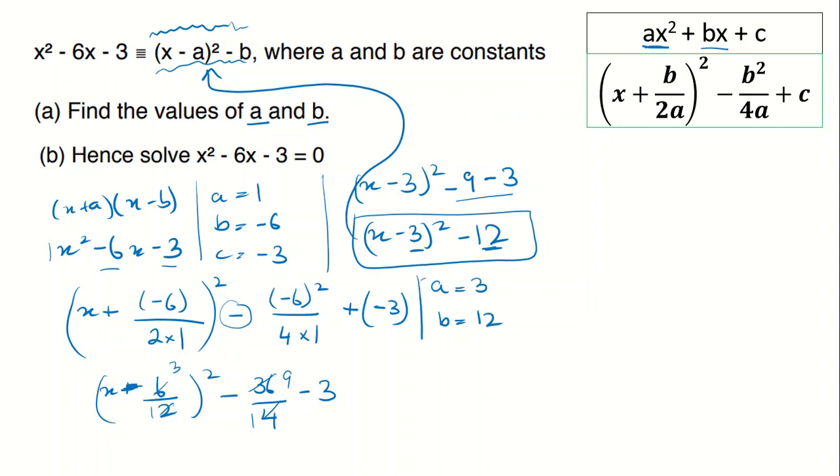Now, make sure that you don't write a is equal to -3 and b is equal to -12, seeing the minus signs, because that's not what it's asked. The negative signs are already given to me outside. A and b are the values that are missing.